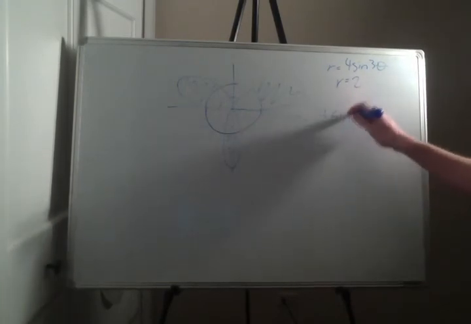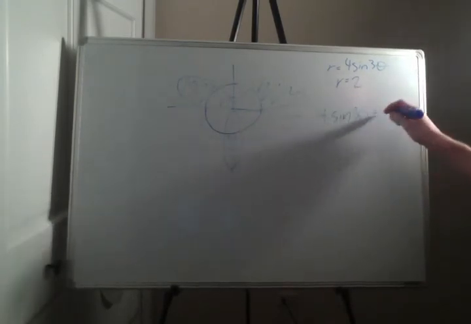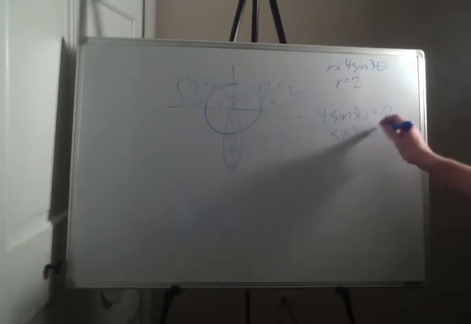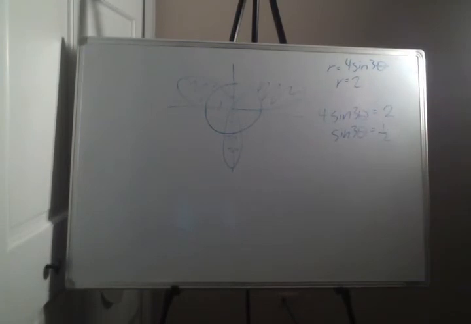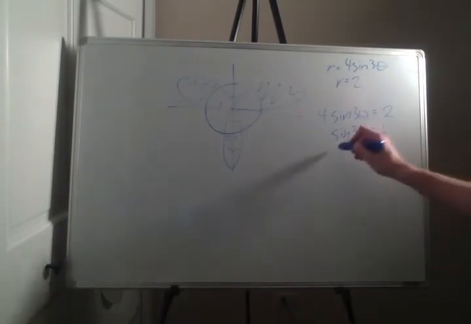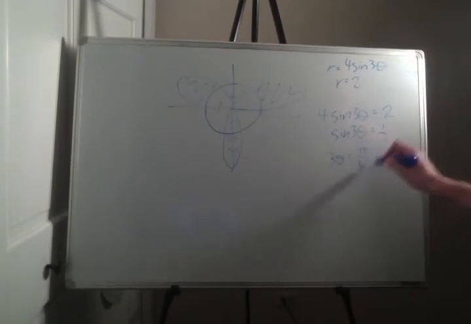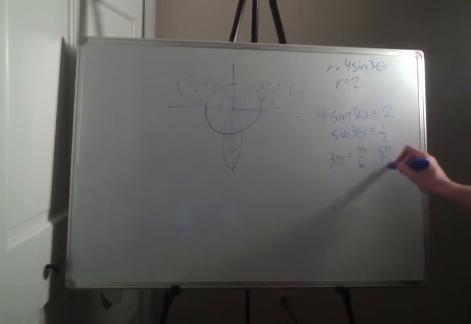So you're going to get 4 sine of 3 theta equals 2. Sine of 3 theta equals 1/2. When does sine equal 1/2? Sine equals 1/2 at 3 theta equals pi over 6, 5 pi over 6.